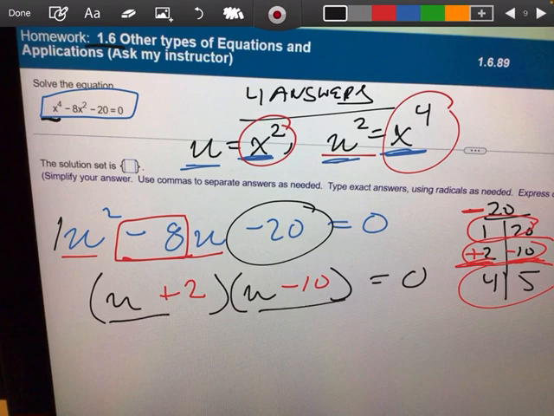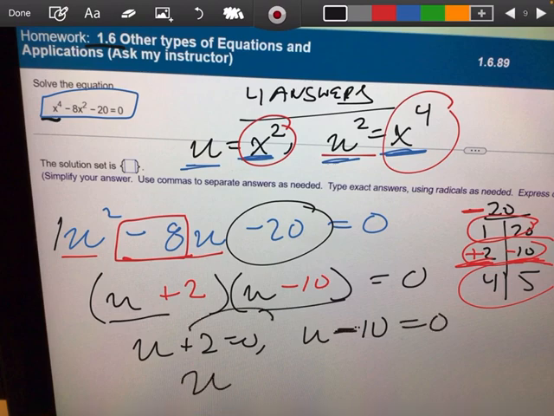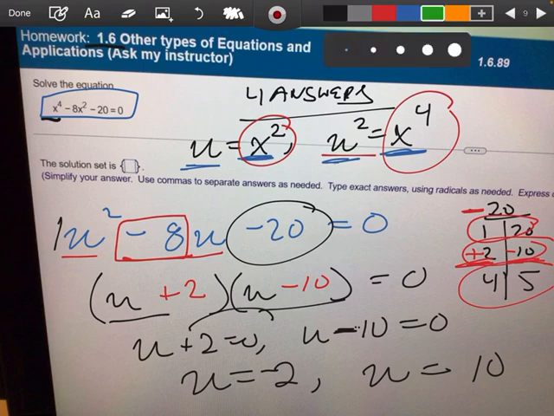Now, when I set each part equal to 0, u plus 2 equals 0, and u minus 10 equals 0, and I move that 2 over, I'm going to get u equals negative 2, I'm sorry, and I'm going to get u equals 10. But remember what we said, u was x squared. So look, y'all, I'm going to come back over here and I'm going to say x squared equals negative 2, and x squared equals positive 10.